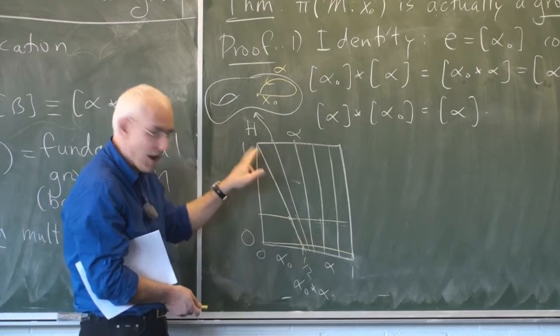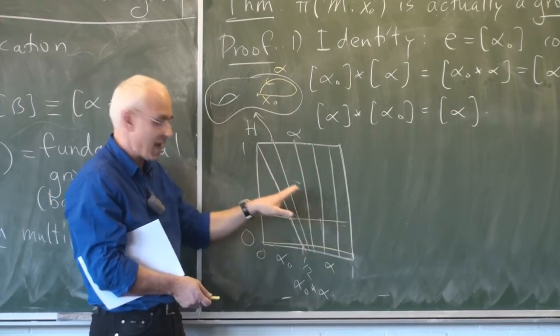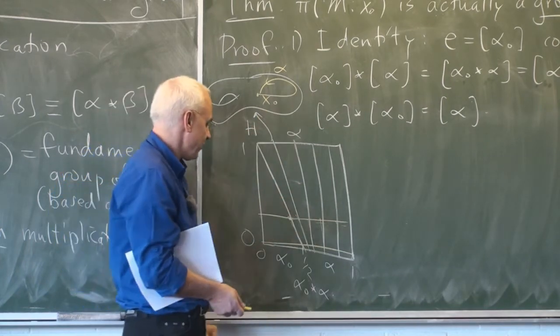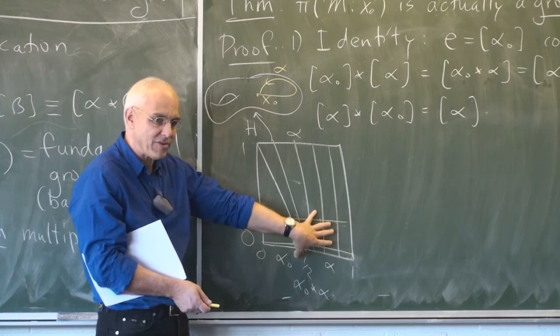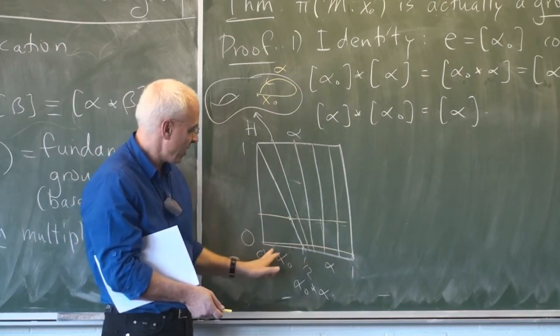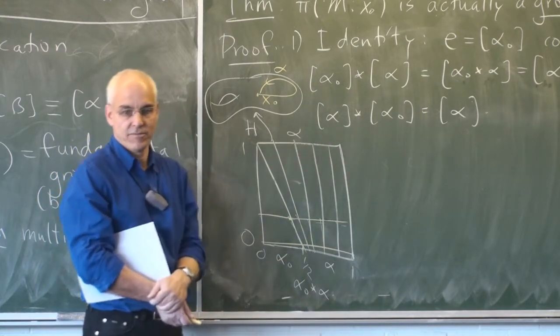So you could write out formulas for this. Just sort of figure out the equations of these lines. You could actually write down a formula for the homotopy, but I don't see that there's much point. I hope it's reasonably clear what this diagram represents: a way of going continuously from this combination alpha 0 alpha to alpha itself.